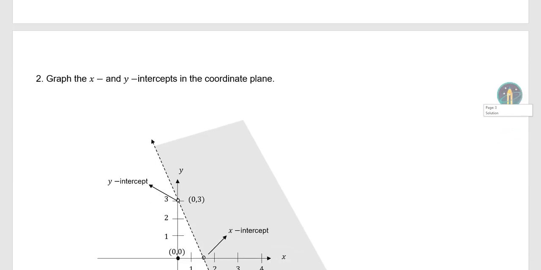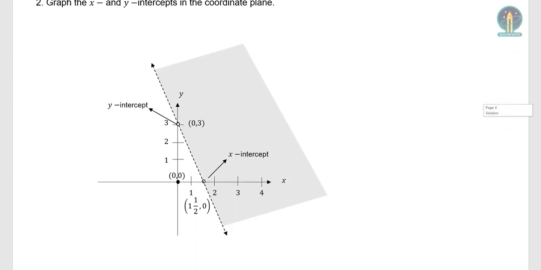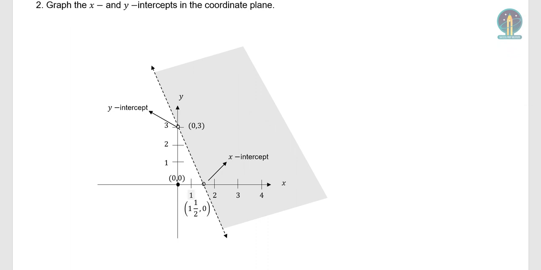Then we place the intercepts on the coordinate plane, so 1.5 and 0 for the x-intercept, and then 0 and 3 for the y-intercept. We did say the line was going to be dashed, so we graph a dashed line. Then we can choose a test point, and again, let it be the origin because it's straightforward.